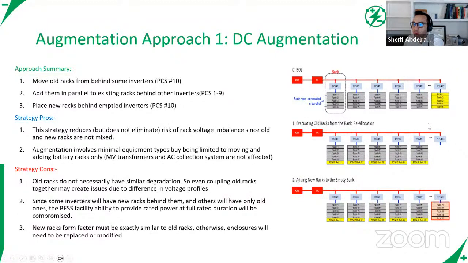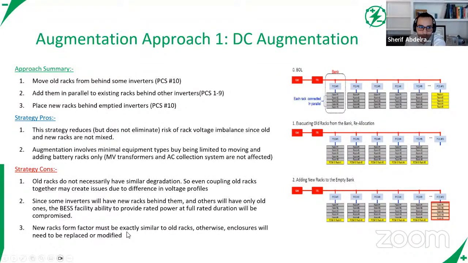So that's one way. The other that is slightly similar is you'll only add DC-DC converters to the racks in which you're mixing old ones and new ones, or you're mixing old ones and other older ones. So here you'd be adding DC-DC converters as well. So that will help you out with the voltage imbalance issue.